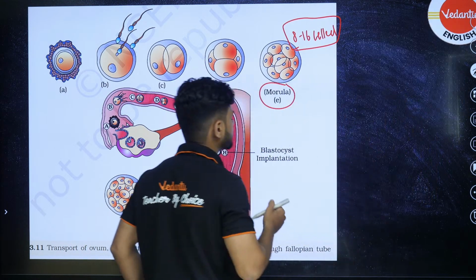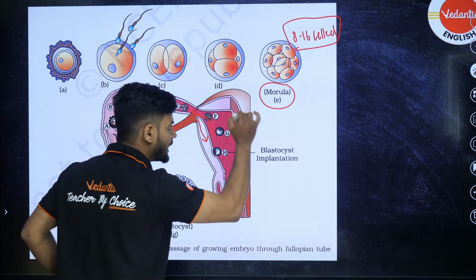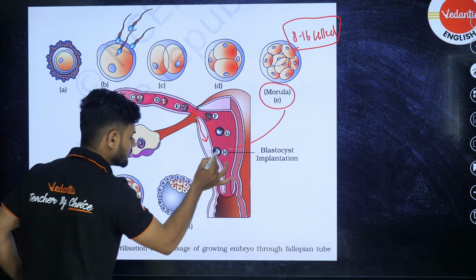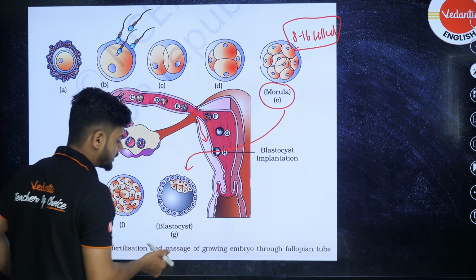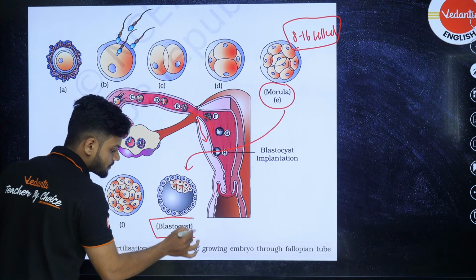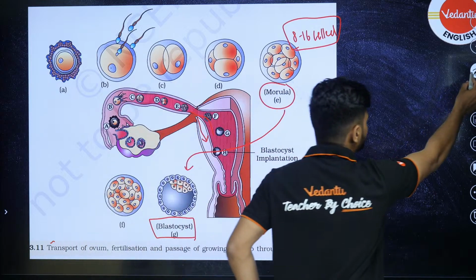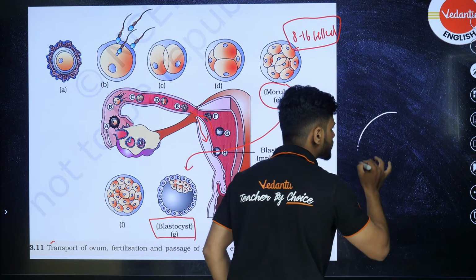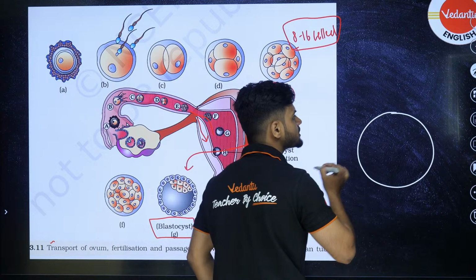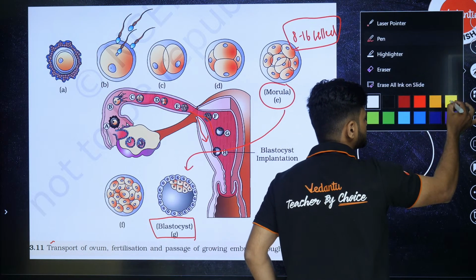Diagram is here. What should I write again? See the morula. Now later on, the morula gets converted to blastocyst. Now this blastocyst right here has a special structure. A blastocyst has a very special structure.